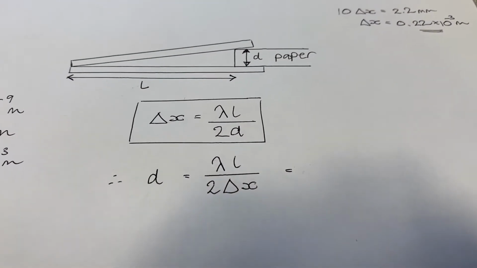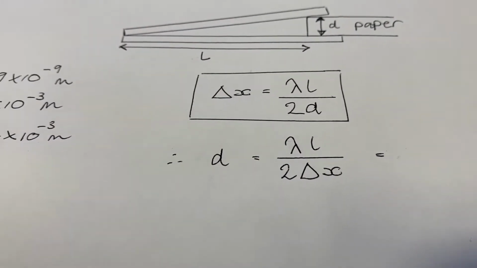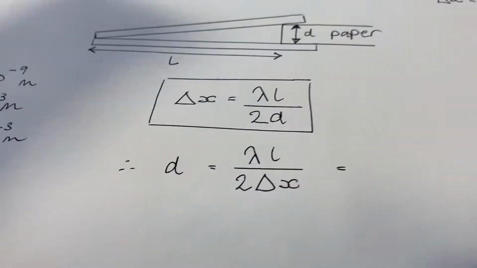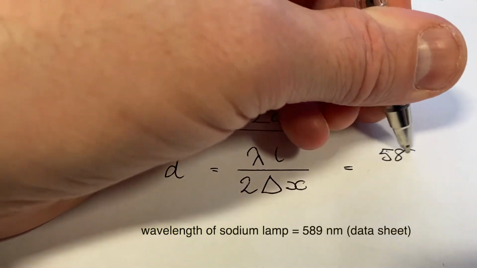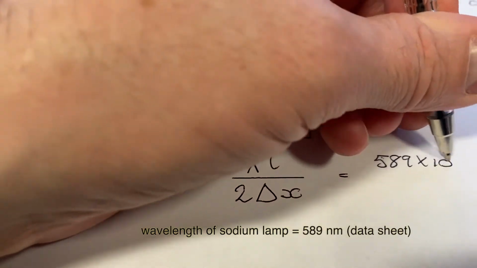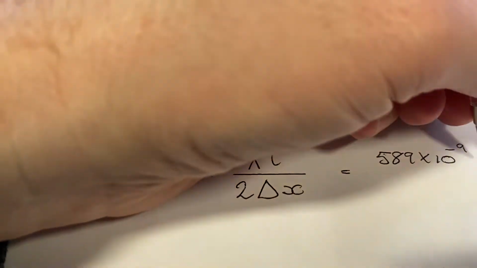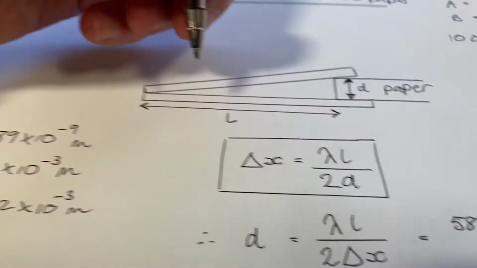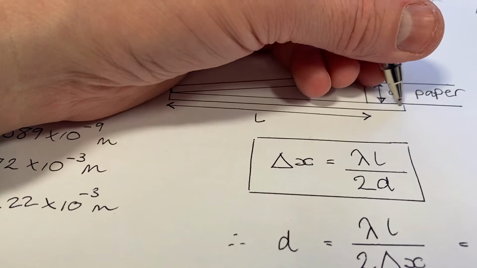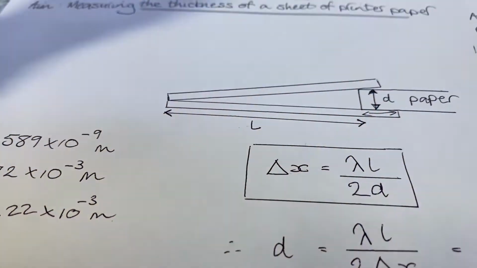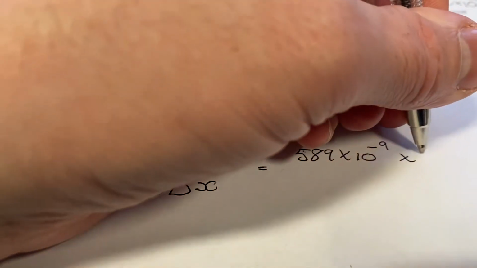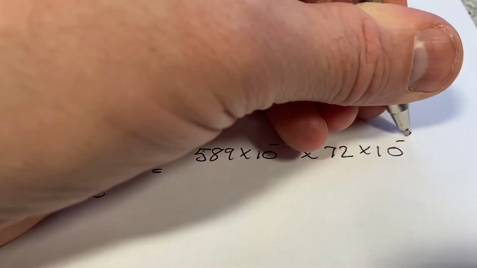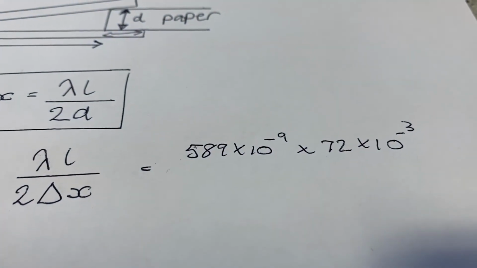So we're rearranging it to try and get D, and D equals a lambda. That was our 589. Let's put all these values in. So 589 times 10 to the minus 9, 589 nanometers. Remember the length we used. The paper was sticking in about 4mm. It's a 76mm slide, so 72mm long. 72 times 10 to the minus 3.